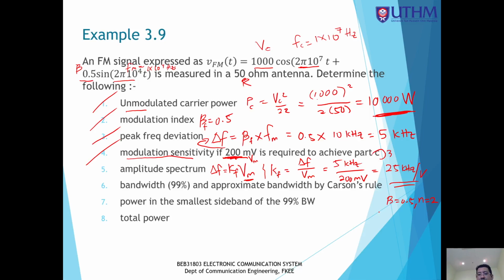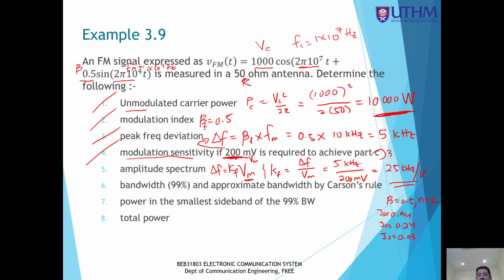That means you can find J0 is equal to 0.94, J1 is equal to 0.24, and J2 is equal to 0.03. So this is from the Bessel table.